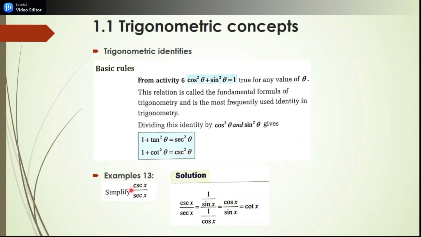We have an example here. We can make a simplification with cosecant x over secant of x. We replace cosecant by its value 1 over sine, and secant by its value 1 over cosine. When we make inverse multiplication, we take the numerator and multiply by the inverse of the denominator, we get cosine of x over sine of x, which is equal to cotan of x.